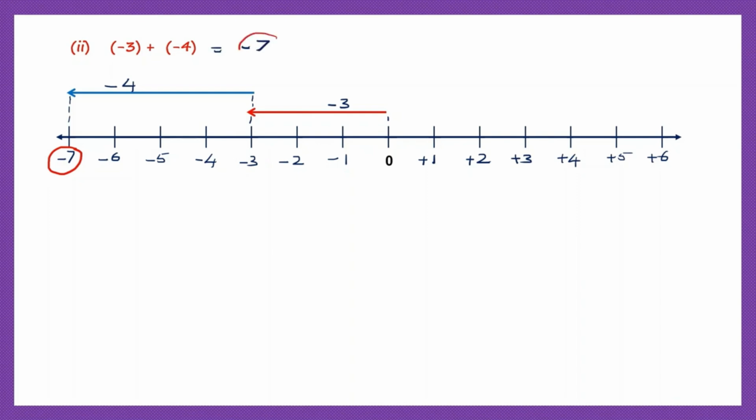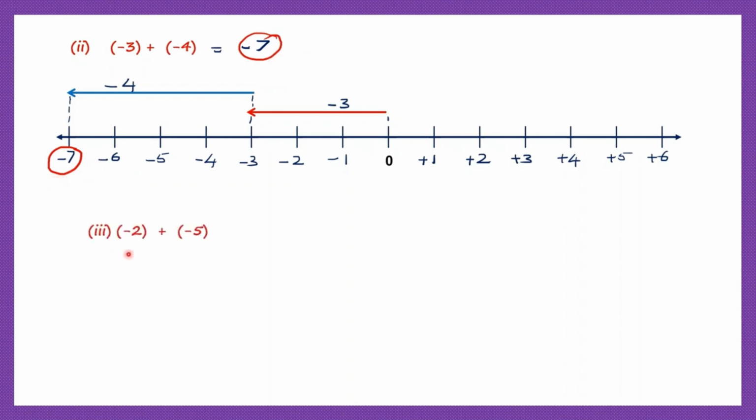And let's also check it the other way. When signs are the same, put the same sign and add. 4 plus 3 is 7. So we've got minus 7 there and we also have minus 7 on the number line.